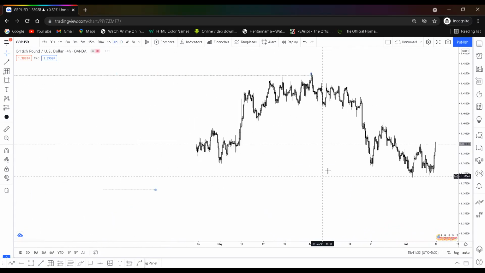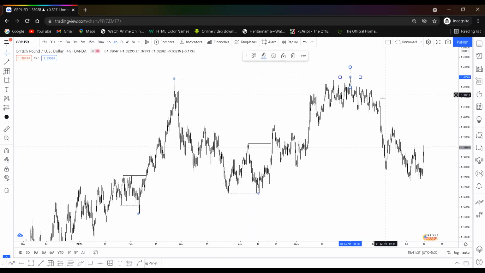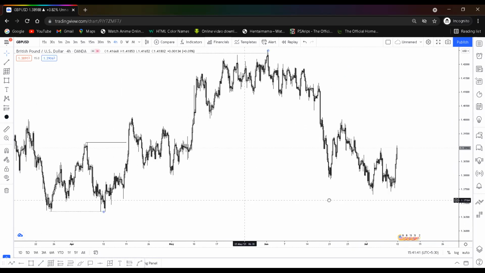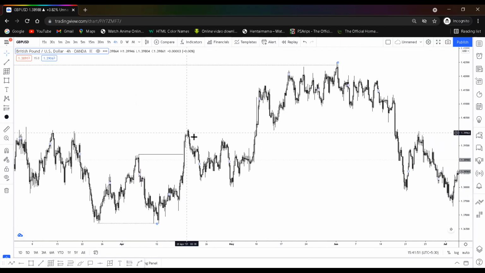And now what I mean by liquidity is not only equal highs and equal lows. Okay, what I mean is this. Now can you see what price did here? It took out liquidity from these lows and then broke structure to the upside right here. It broke structure and then it retraced. Okay, it retraced and then went back higher.